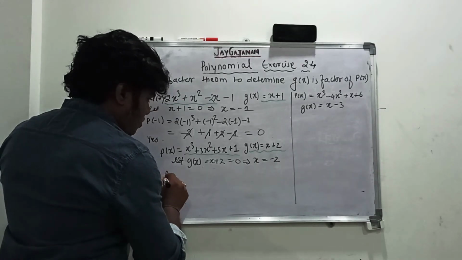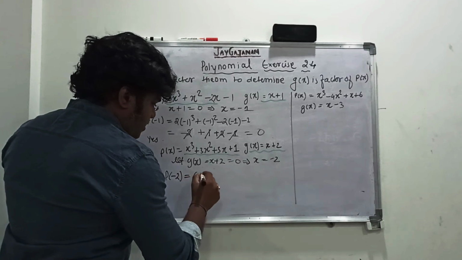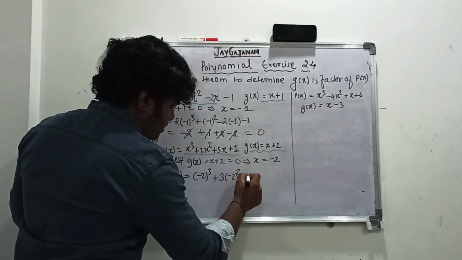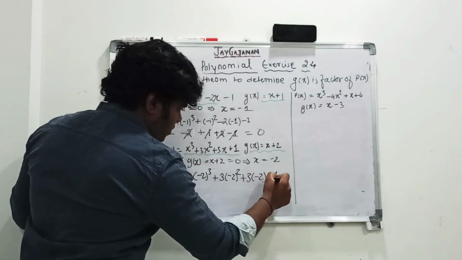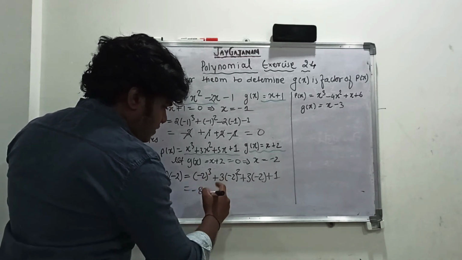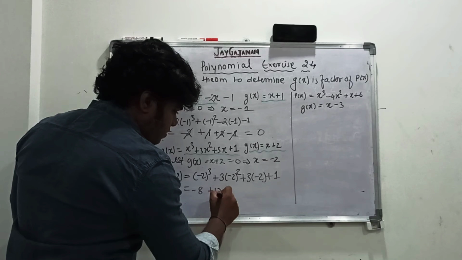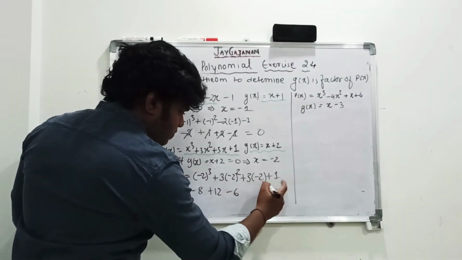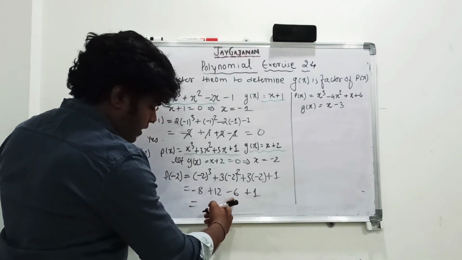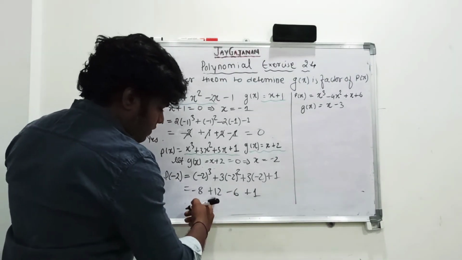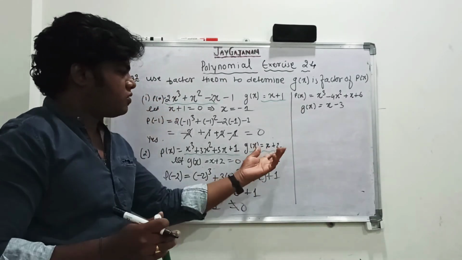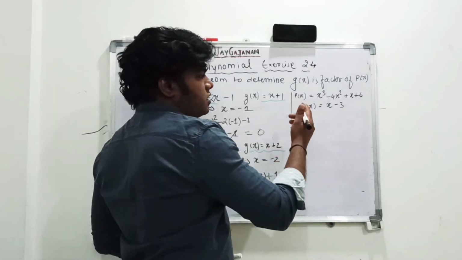So this will become p of minus 2 is equal to minus 2 cube plus 3 into minus 2 square plus 3 into minus 2 plus 1. Now I guess the answer will be different. Minus 8, 2 square is 4, 3 4s are 12, plus 3 2s are 6, minus 6 plus 1. So minus 8 minus 6 is minus 14, minus 14 plus 12 is minus 2, plus 1 is minus 1, which is not equal to 0. Anyways, this is not a factor of this.